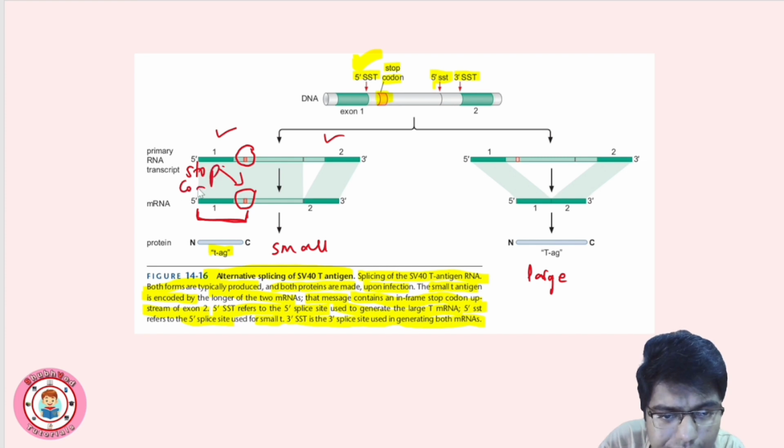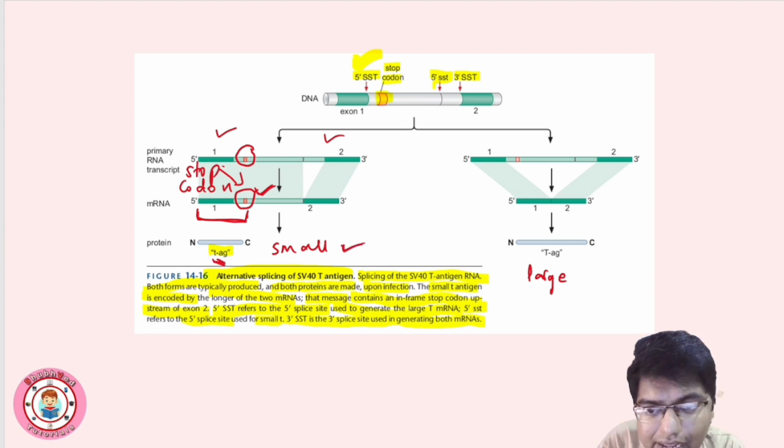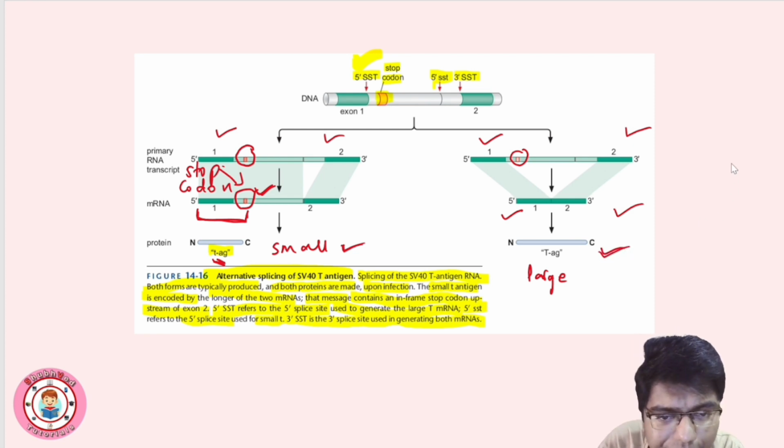right? Stop codon means translation end. Okay, so यहाँ तक stop codon तक के proteins बनेंगे in the case 1. इसीलिए हम इसे बोल रहे हैं small, okay, which is a T antigen. In the second case, what is happening? Stop codon नहीं, यहाँ पे retain नहीं हो रहा है stop codon. Just exon 1, exon 2 retain. यहाँ पे stop codon है ही नहीं. So protein synthesis continues. Thus, this protein is a large protein.